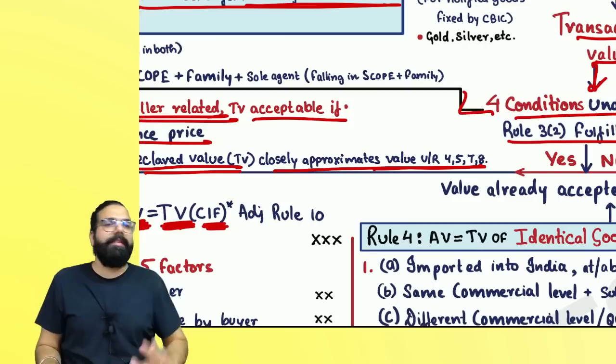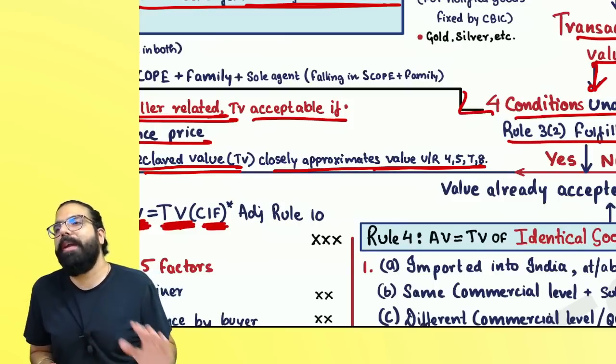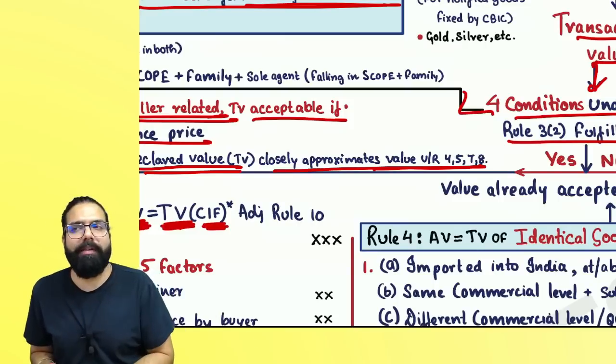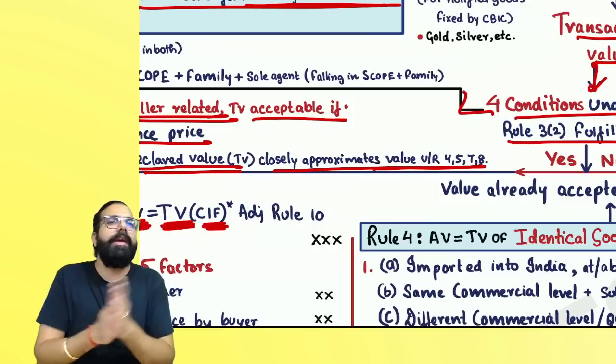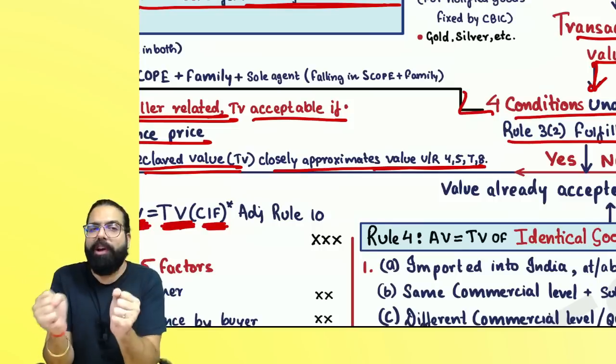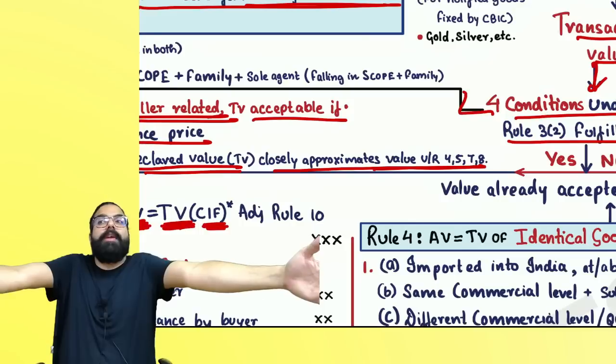Always remember, in customs, what do you mean by related person? Scope plus family plus sole agent, which we had learned in GST. Same over here: scope plus family plus sole agent. But what they have told us is, in scope, S means shares, shares greater than or equal to 25% in both of them. That was in GST.